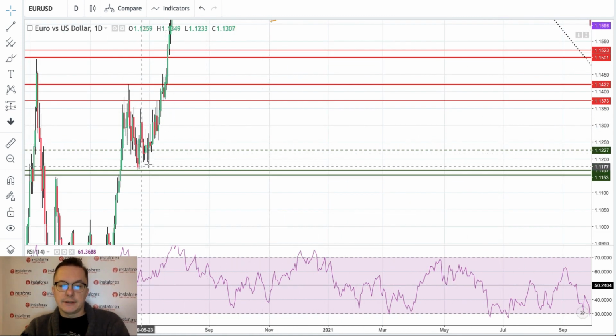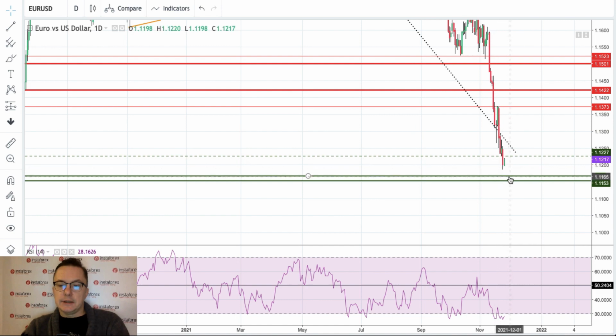When we cross this level, then the next support is maybe around 1.1, maybe, but that is just maybe. So, key technical support here.